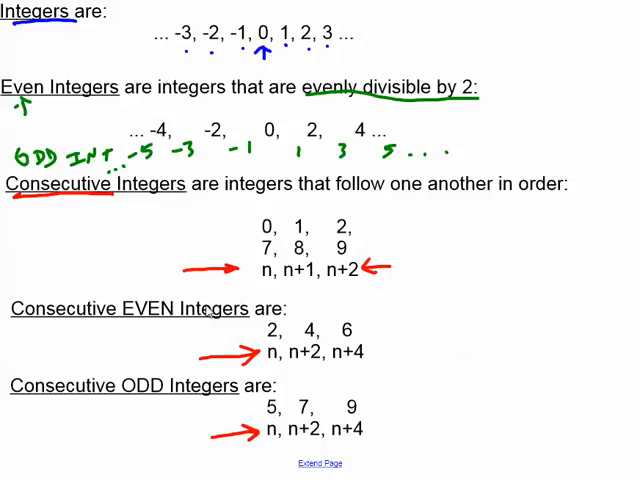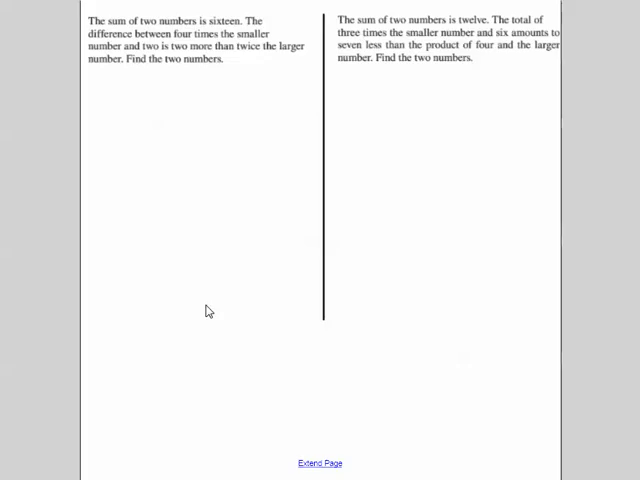Here's integers and even integers. We did some problems with that. And here's some problems here that we're going to maybe take a look at. If I take a look at this one: the sum of two numbers is 16, the difference between 4 times a smaller number and 2 is 2 more than twice the larger number. Wow. Find the two numbers.